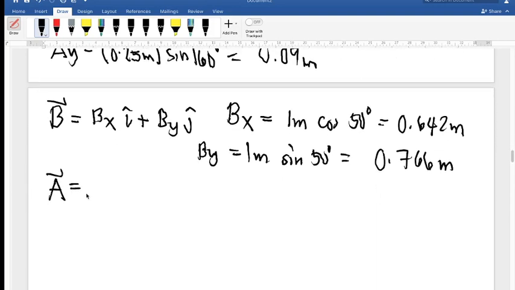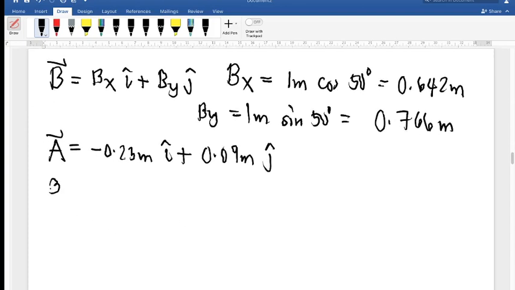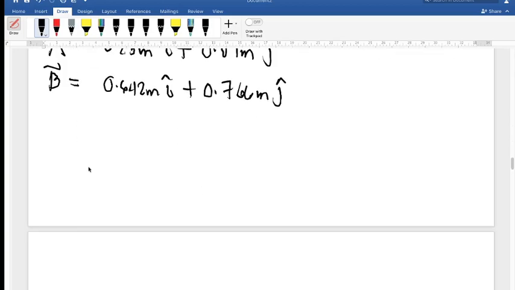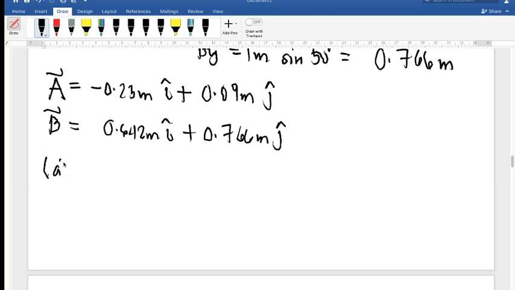So your a is equal to negative 0.23 meters i hat plus 0.09 meter j hat. Then your b is equal to 0.642 meters i hat plus 0.766 meter j hat. Okay, so let's find a plus 2b first. So proceed. So letter A, find a plus 2b.